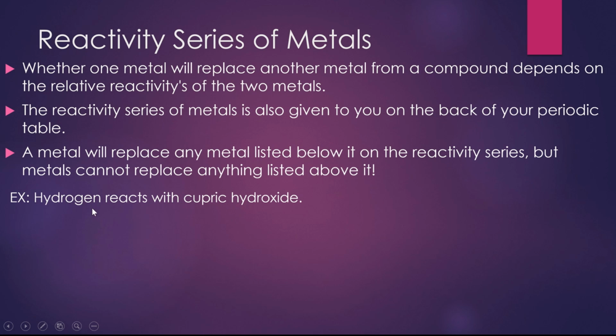Let's do an example. Hydrogen reacts with cupric hydroxide. And hydrogen is one of our diatomics, we'll put H2, reacts with cupric hydroxide. Cupric has a positive 2 charge, hydroxide has a negative 1. So make sure we put parentheses around a hydroxide and a 2 after it. Erase those charges, we don't want to keep them in the final reaction. Let's take a look at our reactivity series. Hydrogen is on there, and indeed he is just above copper, so yes, hydrogen will replace copper.